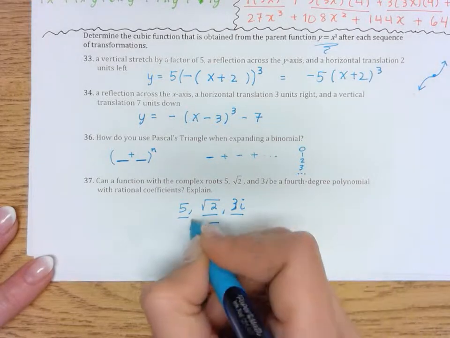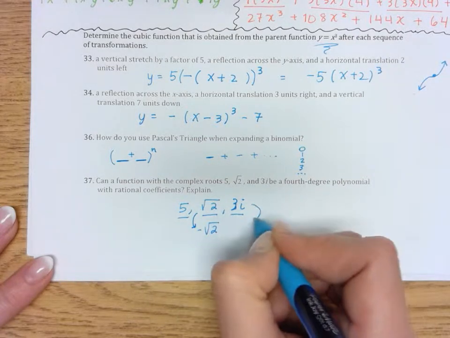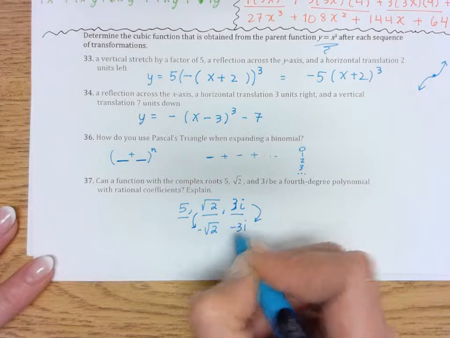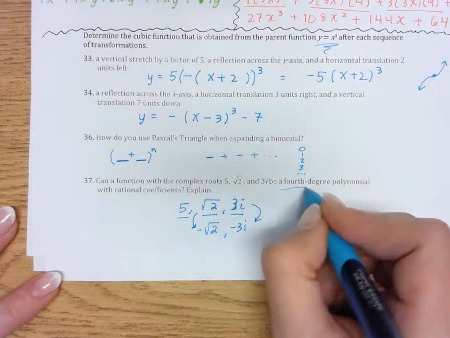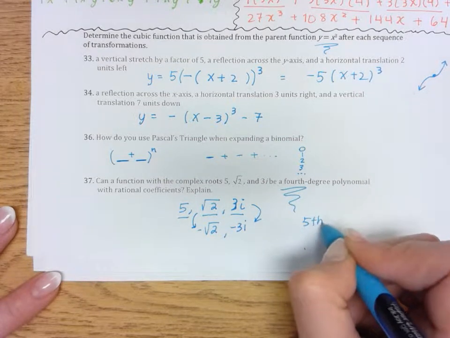And so that's another one. That's already a 4th root. My 5th root would have to be -3i. I definitely have to have 5 roots, so it can't be a 4th degree. It'd have to be a 5th degree.